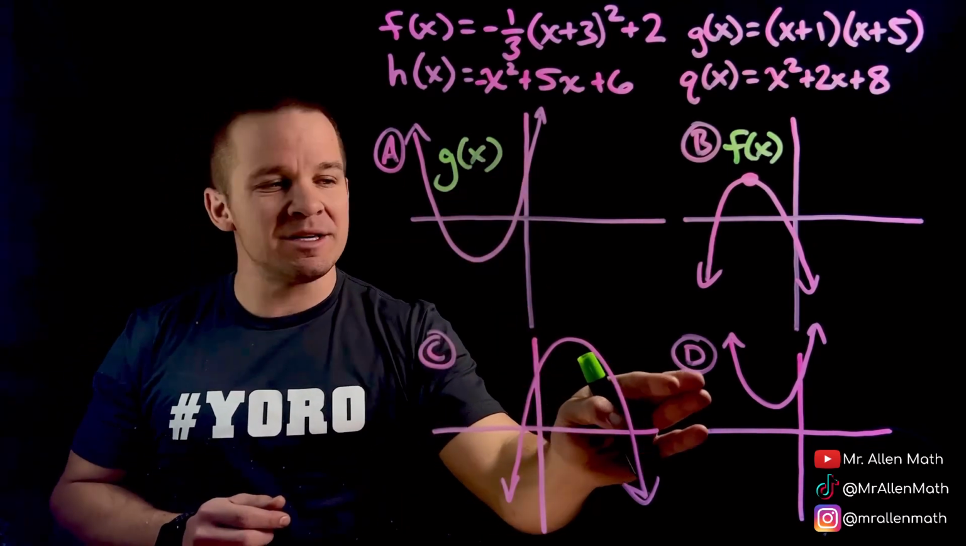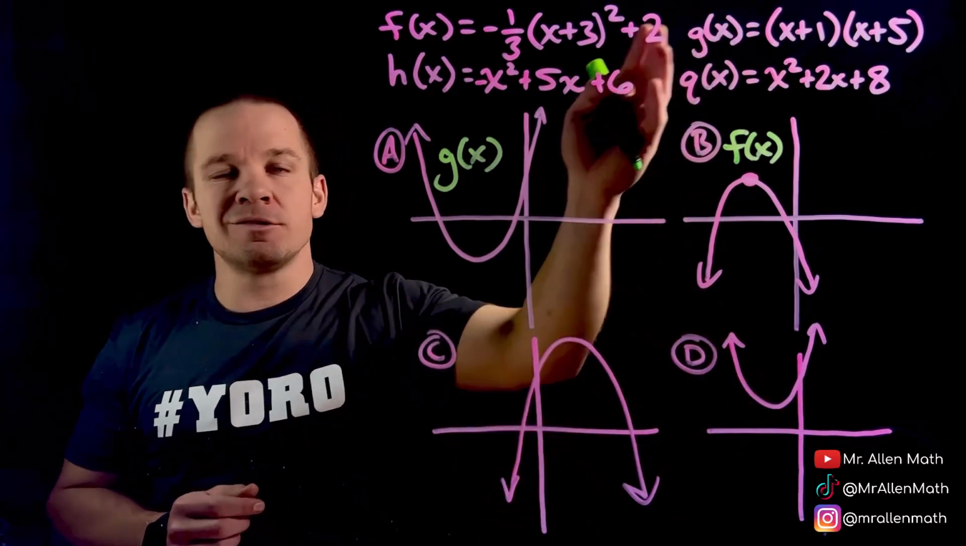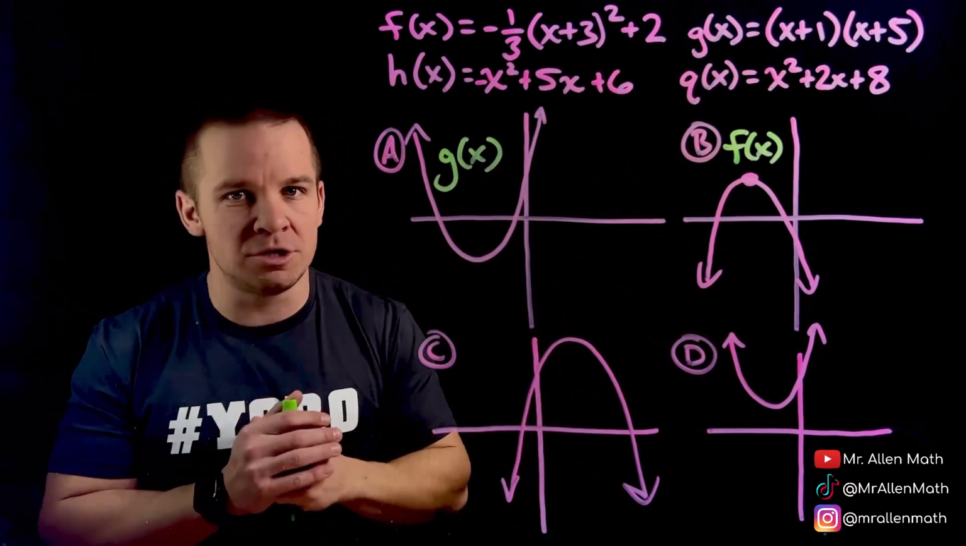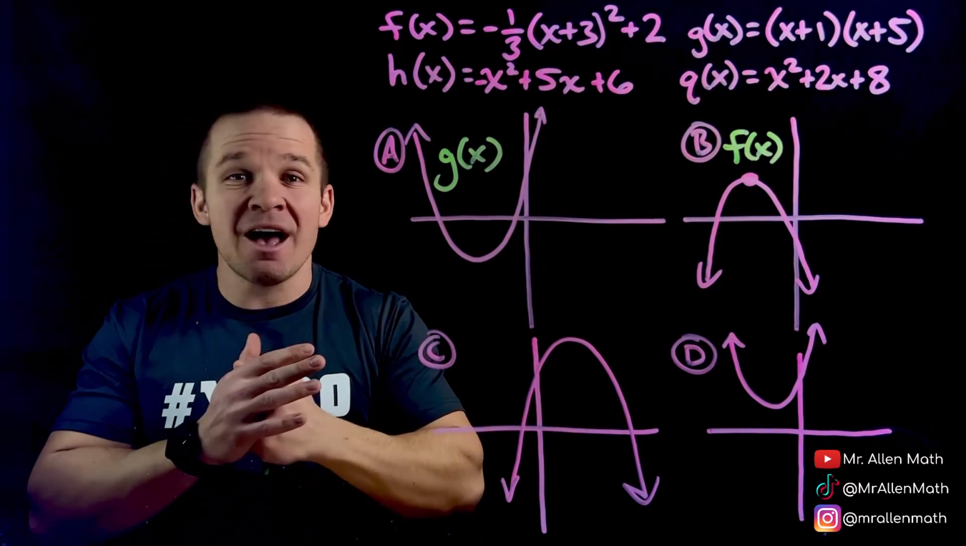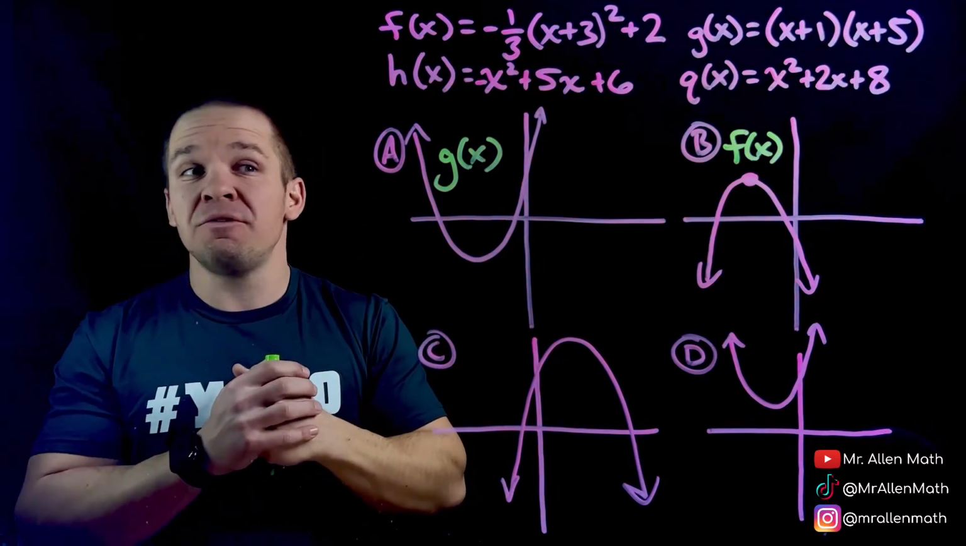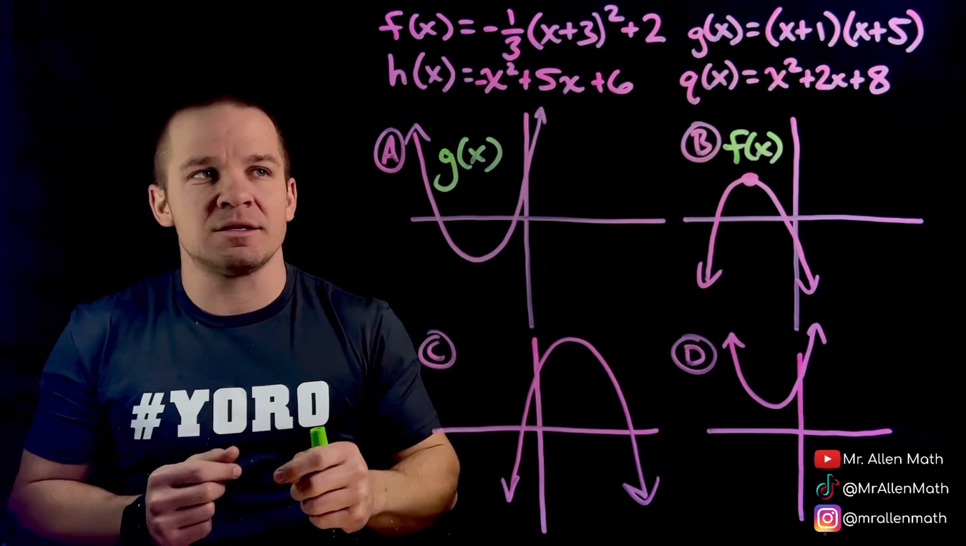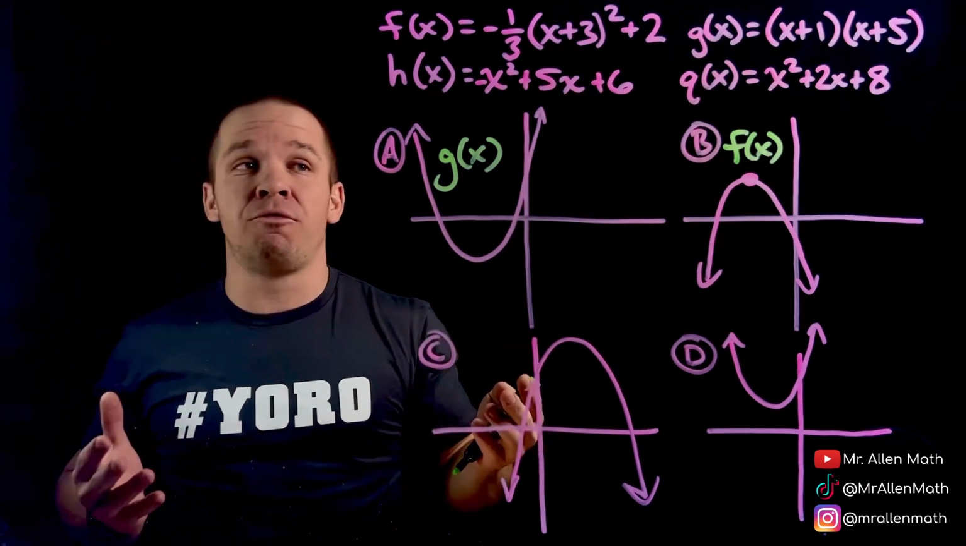It can't be D because D does not cross the x-axis, so there's no way I'd have two real solutions to it, right? So we're looking at our concavity, up or down, and then the easy feature. Let's continue on with h of x. This is standard form or general form, some will call it.